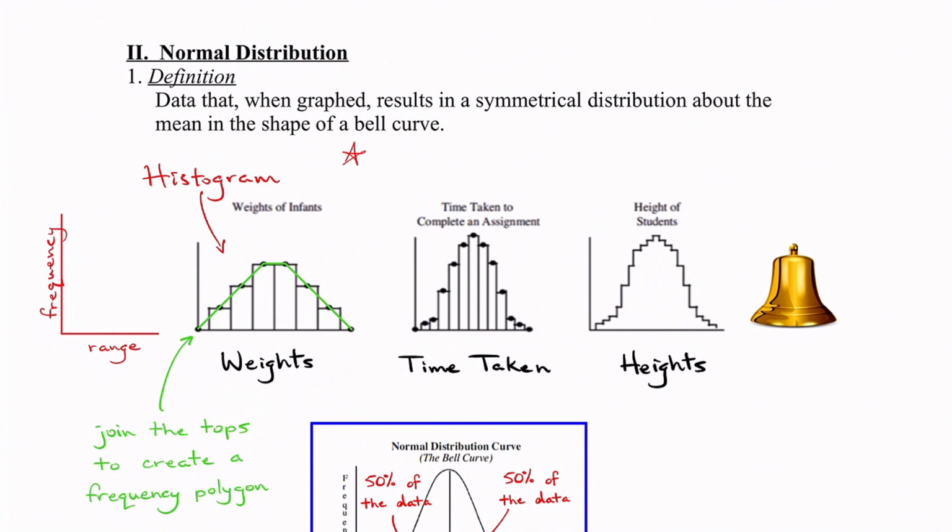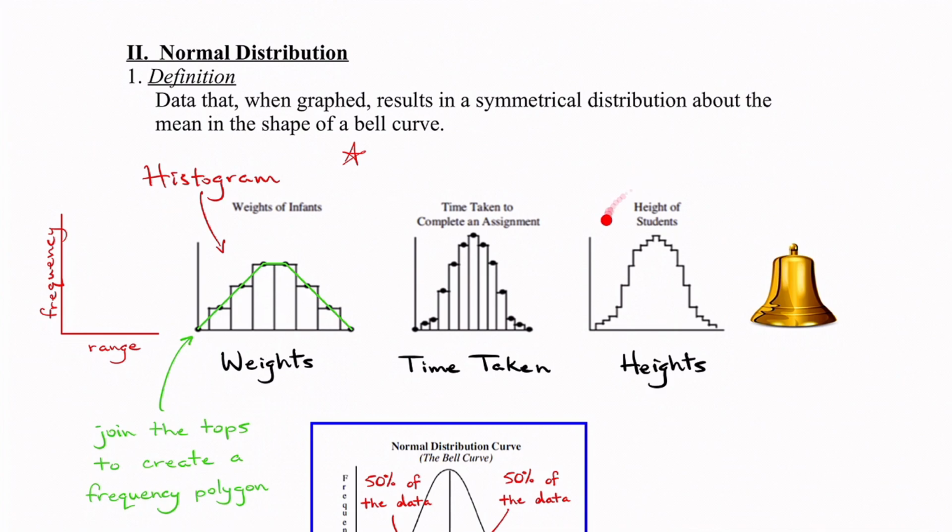You could have, say, weights of infants. Typically there's going to be an average in the middle. Then there are some babies that weigh more, but there's less of them, so this is lower. And there are babies that weigh less than the average, but there's less babies that weigh that amount too. Or you could have the time taken to complete an assignment. Most people are going to be at the average, so this is the highest. Some people will take longer, but there's less of them. And some people will get it done really quickly, but of course there's less people that get it done quickly.